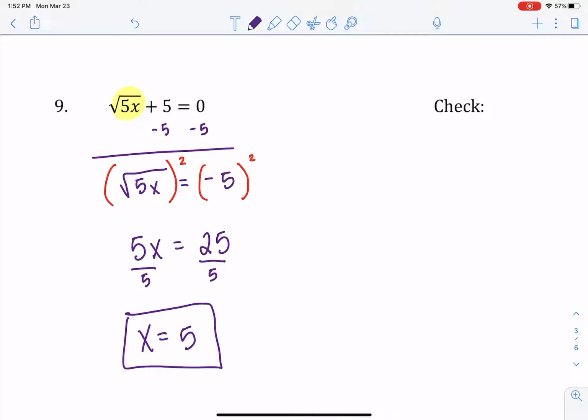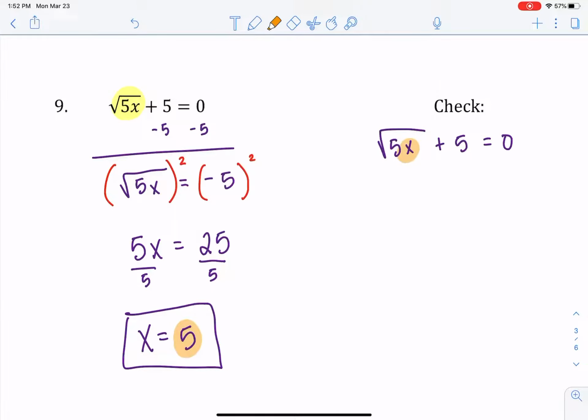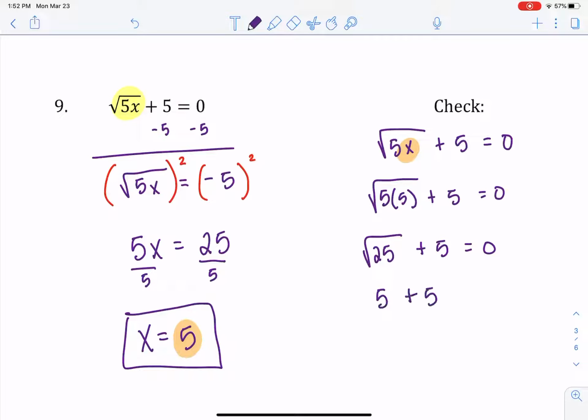So now we need to do our check, and remember we want to plug it back into our original equation. So I'm going to take our 5 and plug it in for x. So we have the square root of 5 times 5 plus 5 is equal to 0. 5 times 5 is 25. And the square root of 25 is 5. And 5 plus 5 is 10. Well, if you look at that, 10 is not equal to 0.